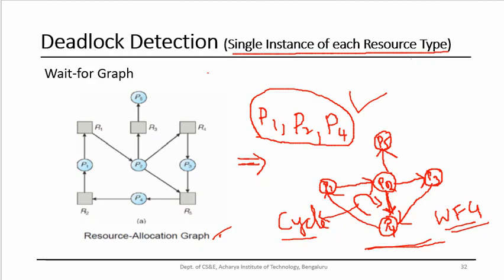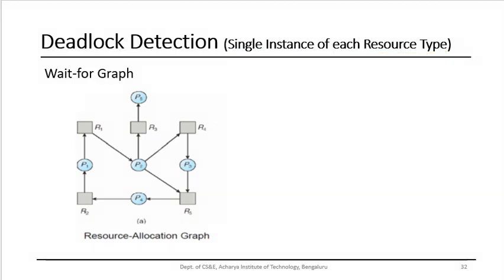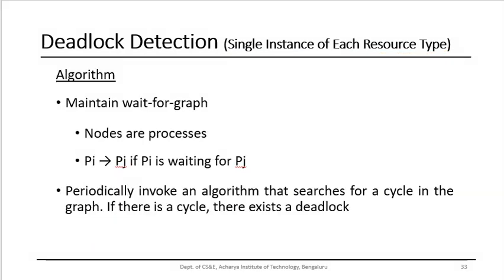So let me explain that algorithm. I have written that algorithm in the next slide. I hope I have 5 minutes more. Okay, yeah. This is the deadlock detection algorithm. So we have to maintain a wait for graph. In the wait for graph, as you have seen, nodes represent processes, and if there is an edge from Pi to Pj, it means that Pi is waiting for a resource which is being held by Pj.